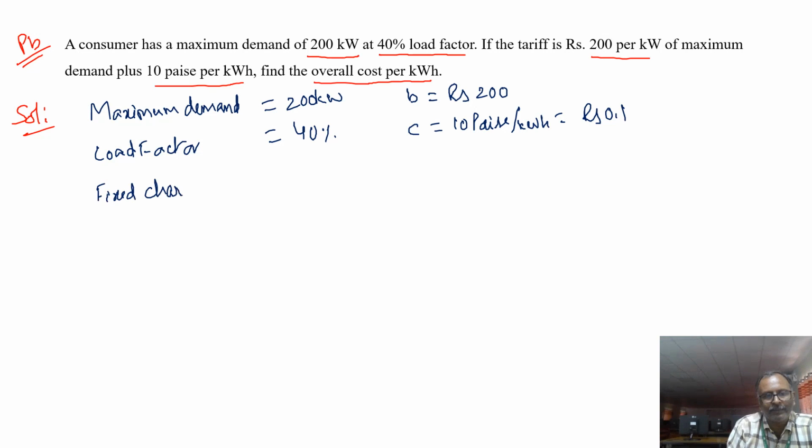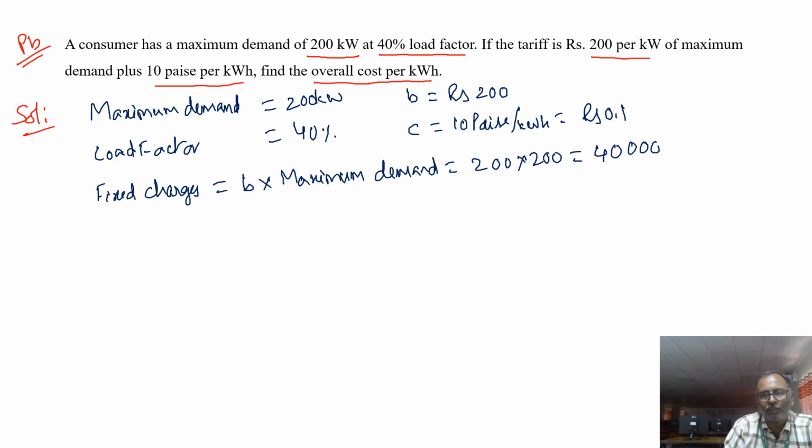Okay. Now the fixed charges are given by B into maximum demand, which is equal to 200 into 200, which will be 40,000 rupees. Now for running charges, we need to find out the total energy consumption per year, as we need to find out the annual bill generally.